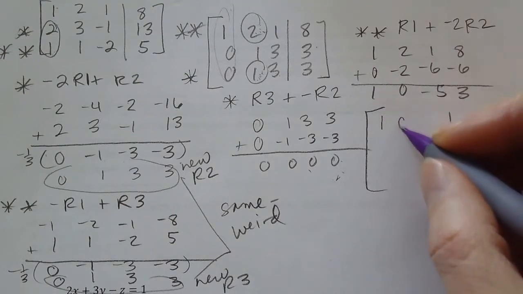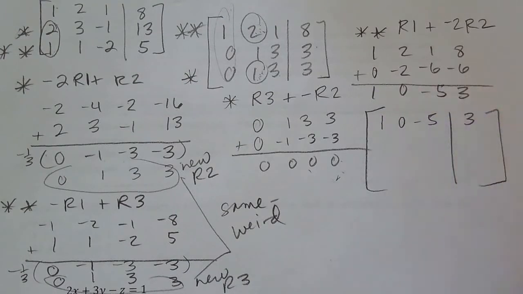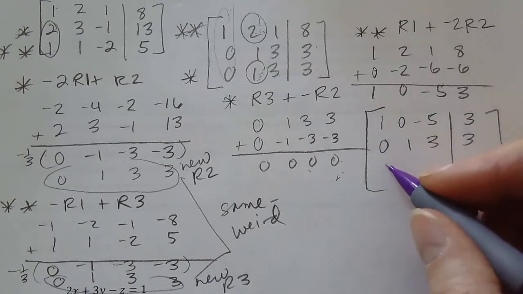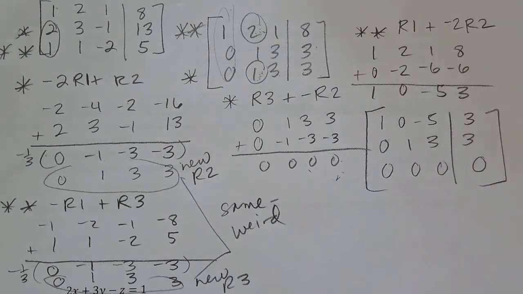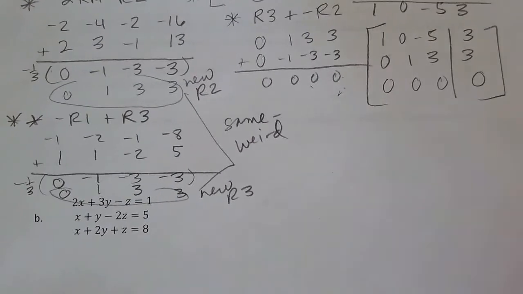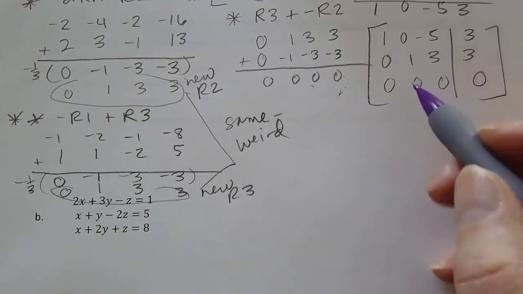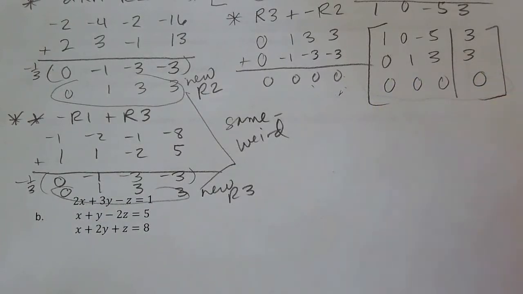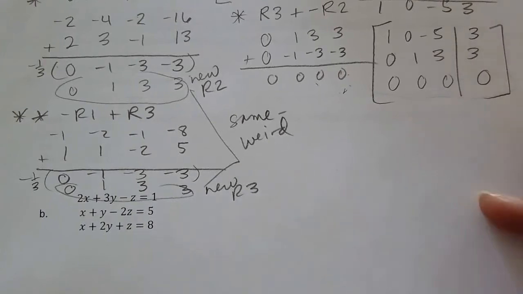So my first row is now 1, 0, negative 5, 3. My middle row is 0, 1, 3, 3. And my last row is 0, 0, 0, 0. So let's go ahead and put this all together. This is as much as we can do on this problem. So since I have nothing down for my last row where z would be, z is just going to equal z. So I'm not going to worry about that. So I'm going to worry about just writing equations right now for row 1 and row 2.